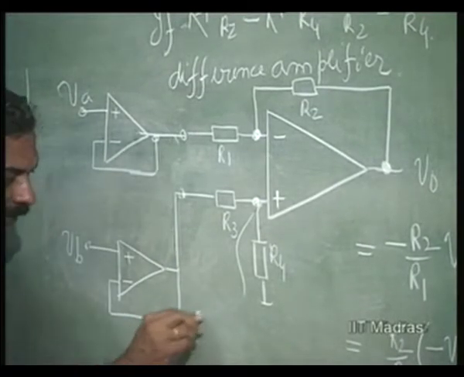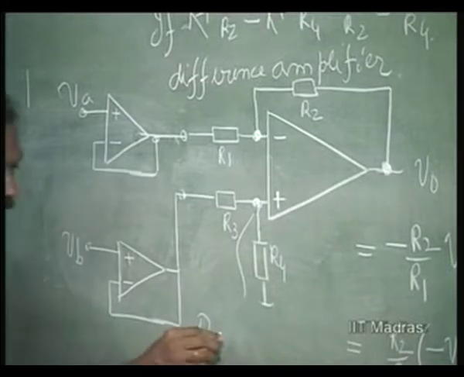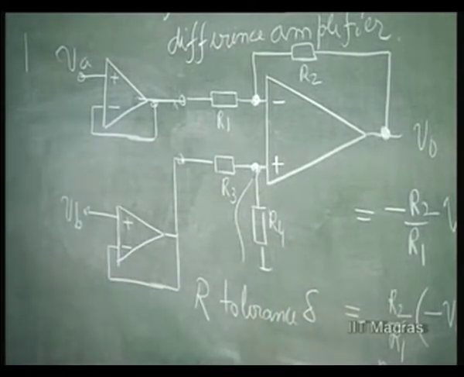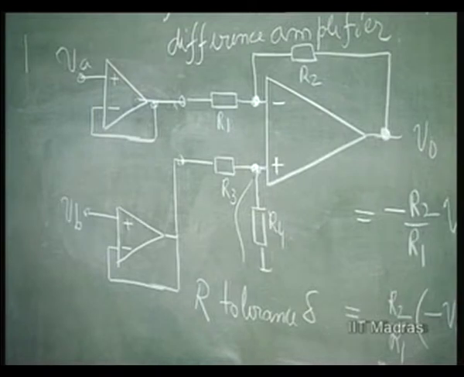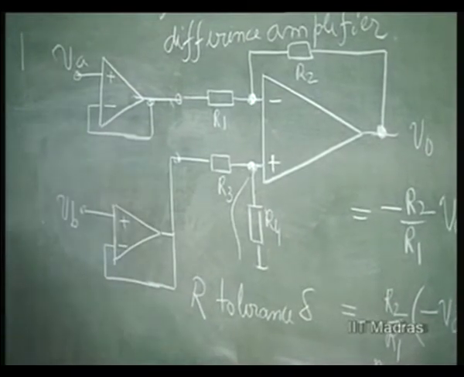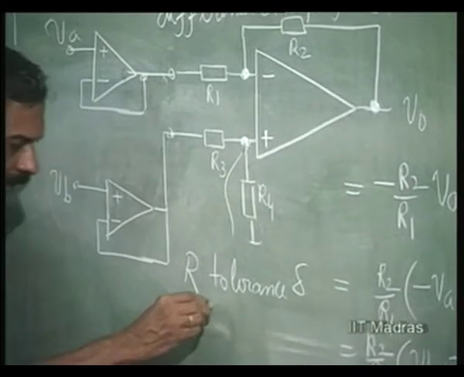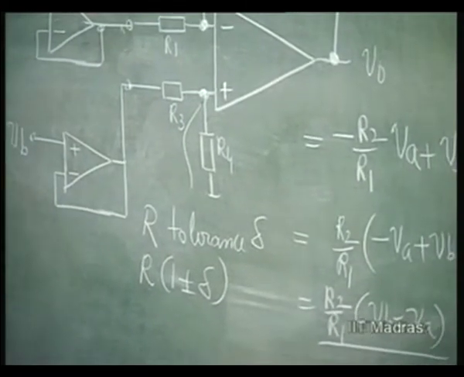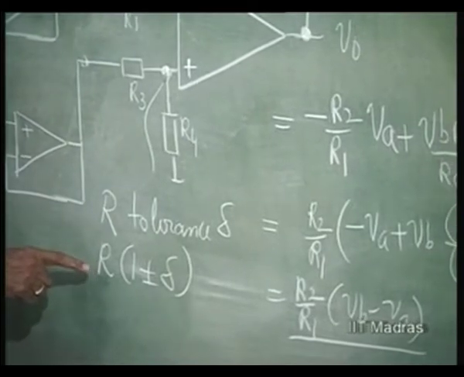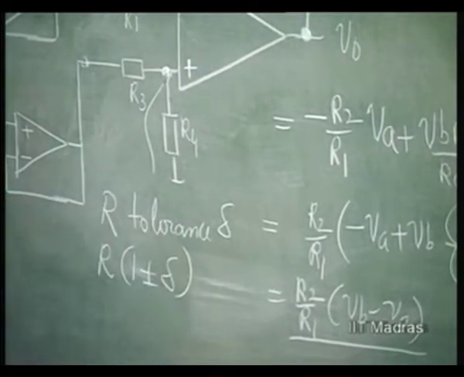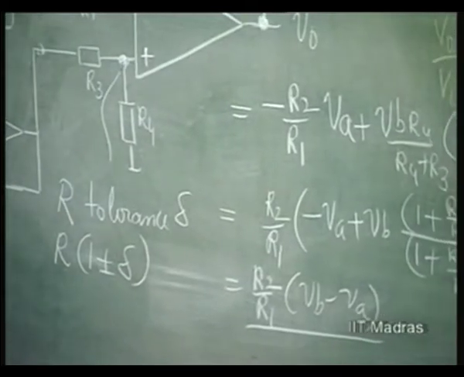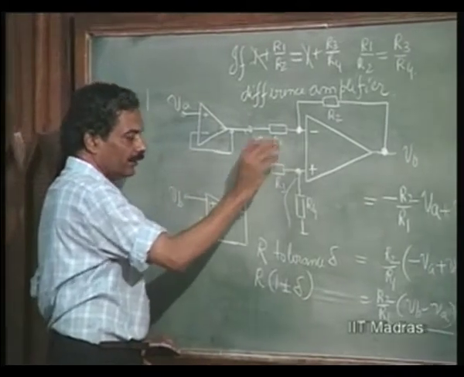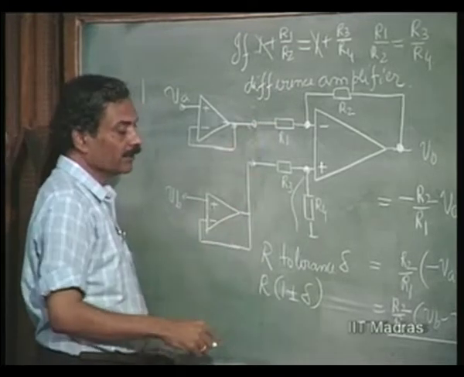So, let us consider that the resistances that we use have a tolerance of delta. That means the R value is going to be R into 1 plus or minus delta. That is what it means. Tolerance of delta means R can change from its nominal value by plus or minus delta. So, if such resistances are used for fabricating this instrumentation amplifier, R1 will be whatever value it requires, plus or minus delta.